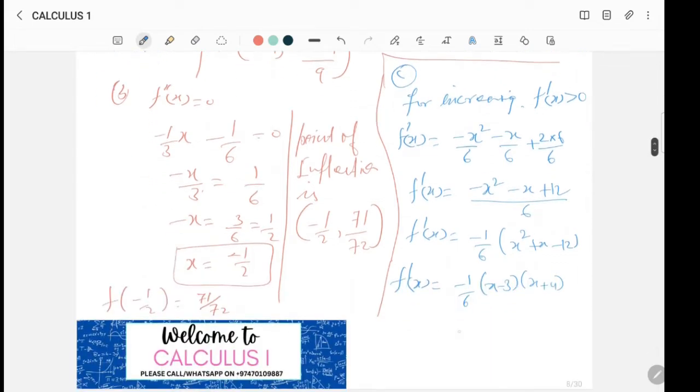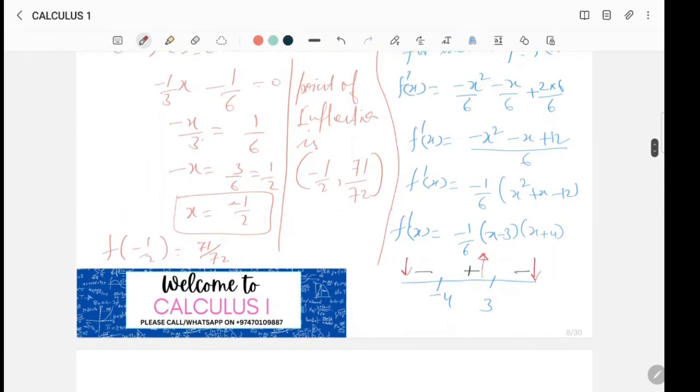Now plot here. Roots are minus 4 and 3, and if you put any value greater than 3 in this f dash x, the value will be negative. Just check: 4 minus 3 is positive, 4 plus 4 is positive, and minus outside, so it's negative. Here it will be positive, here it will be negative. Now guys, in the interval minus 4 to 3 your graph will increase, and after 3 your graph is going to decrease, and left of minus 4 your graph is going to decrease.